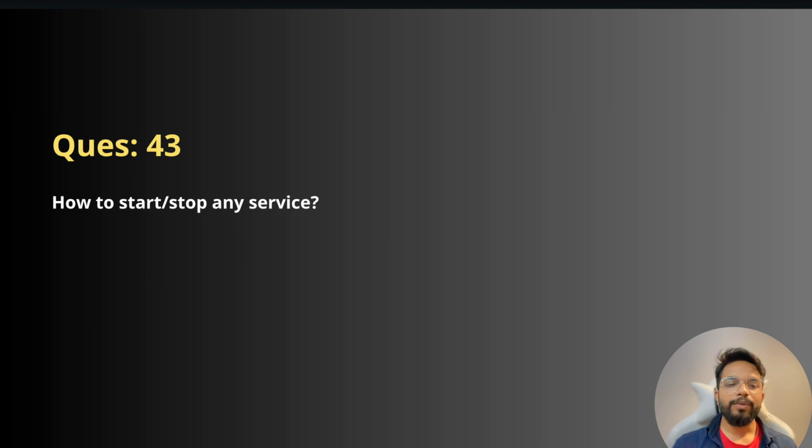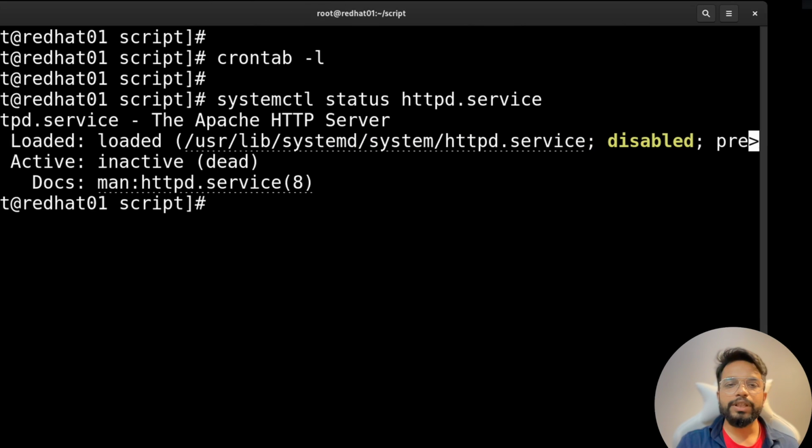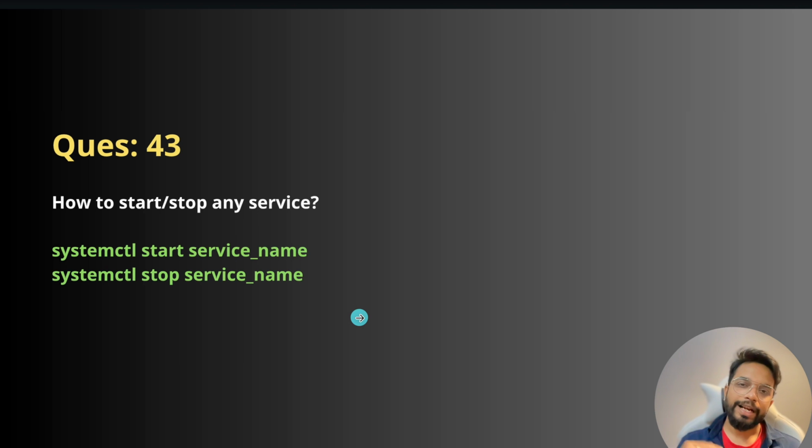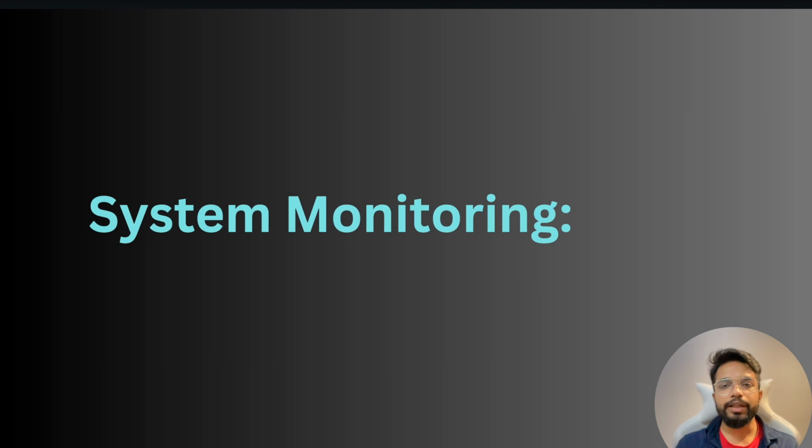How to stop or start any service? We have just checked how to check the status. If we need to start or stop, we can again use the systemctl command. We just need to provide start or stop and the name of the service. That's it. And we can again use the status command to check if it is running or not.